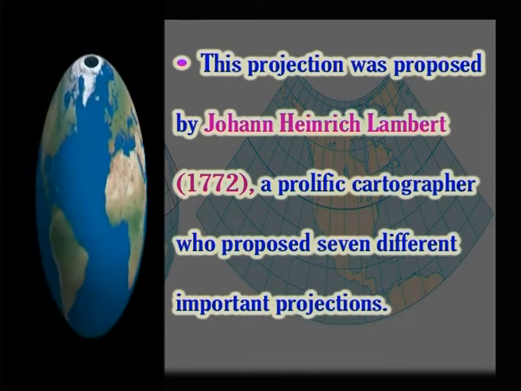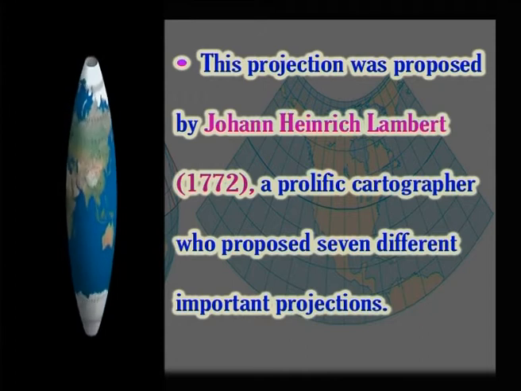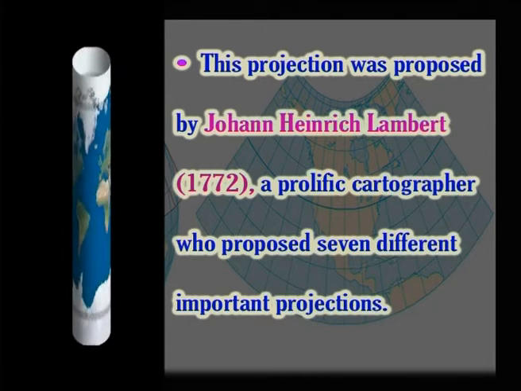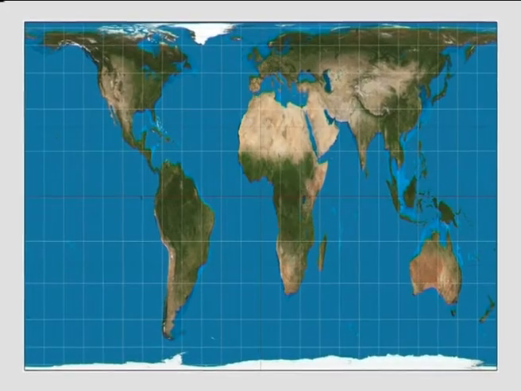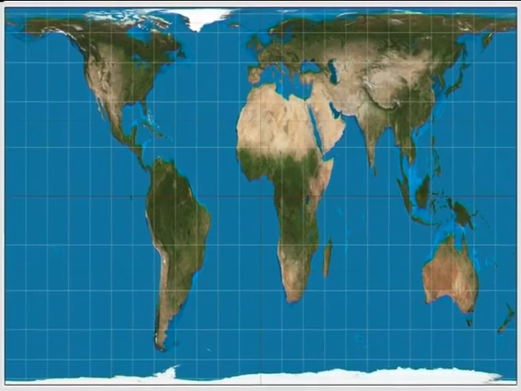This projection was proposed by Johann Heinrich Lambert in 1772, a prolific cartographer who proposed 7 different important projections. The form of this projection tangent at the equator is often called the Lambert equal area cylindrical projection. The Gall orthographic, the Behrmann cylindrical, the Balthasart cylindrical and the Trystan Edwards cylindrical projections all belong to this category of projections.